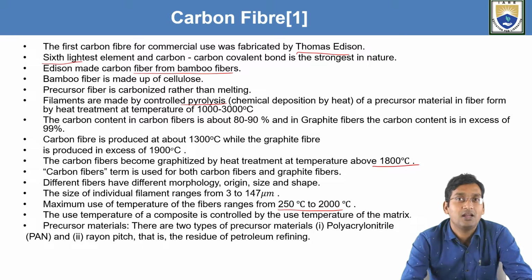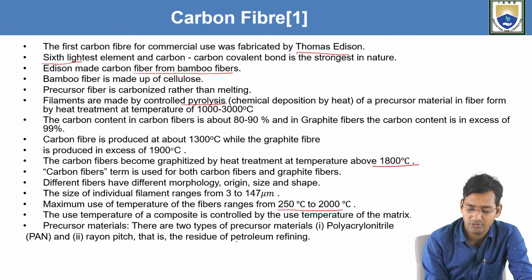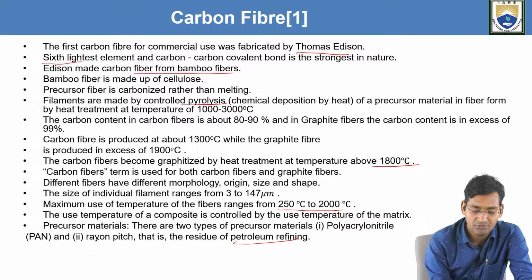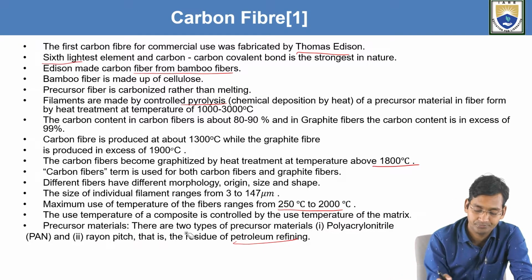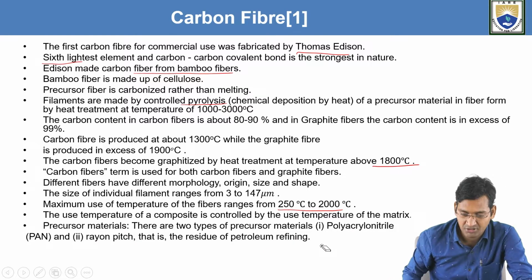Precursor material: there are two types of precursor material. The first one is polyacrylonitrile, that is called PAN, and the second one is rayon pitch. This is the residue of petroleum refining. So after petroleum refining, whatever residue is there, from there we are getting rayon pitch. So these two are the precursors for getting the carbon fiber.